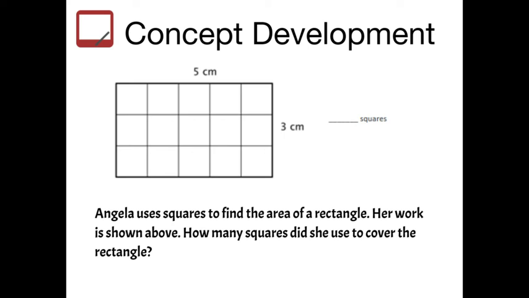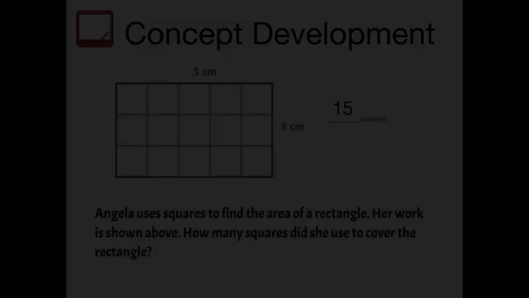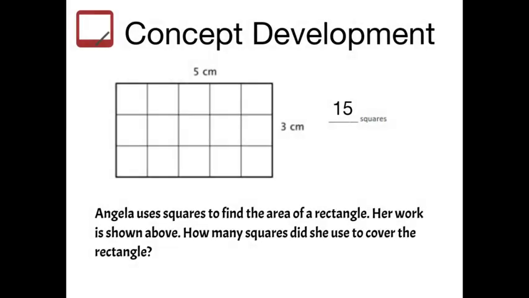So we see that there are squares in the rectangle, and we have to count the squares to figure out how many squares are in the area of this rectangle. So go ahead and do that. Go ahead and count the squares. So how many squares did she use to cover the rectangle? If you said 15 squares, you are correct.